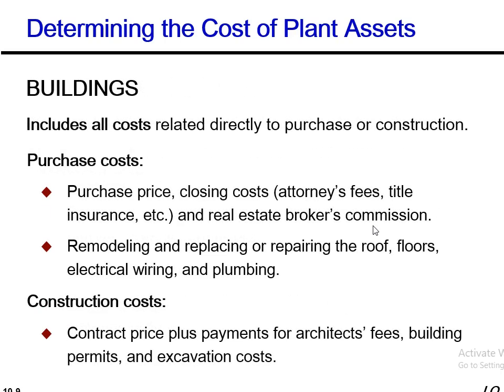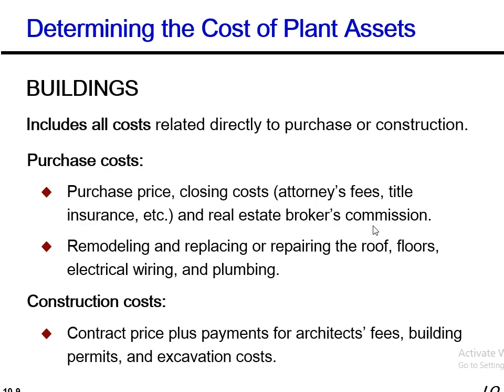Another category of plant asset is known as building. It includes all the costs which are related. Either you are purchasing a ready-to-use building, so whatever cost you incur to purchase that building will be added up, and you will record it as the cost of building. Or if you construct the building, whatever cost you incur for the construction, until the building is ready for use, you're going to add them up and record them as the cost of the building.